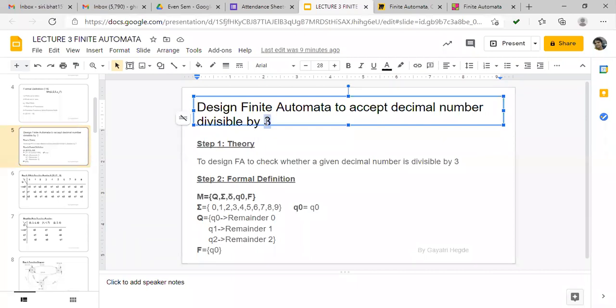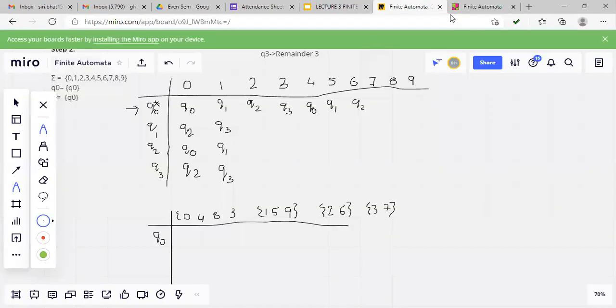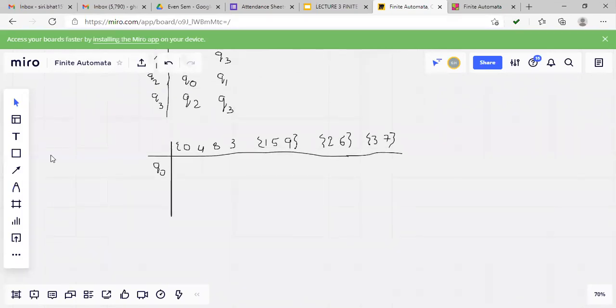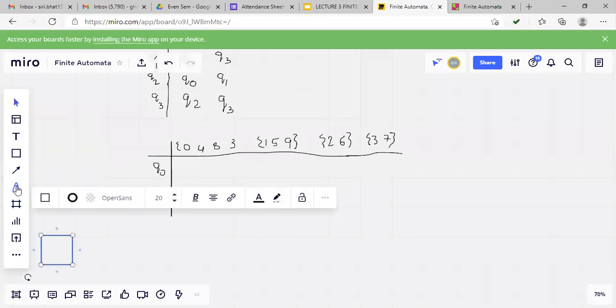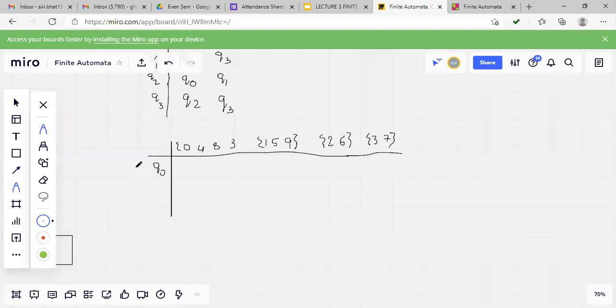You want me to solve this table? Okay, I'll solve it. We'll solve this thing. So we have Q0 here. This is the start state. This is the final state. Students, if you have understood this, you need not go for this table. You can directly go for this table. So we'll solve this now. Q0, Q1, Q2, Q3.